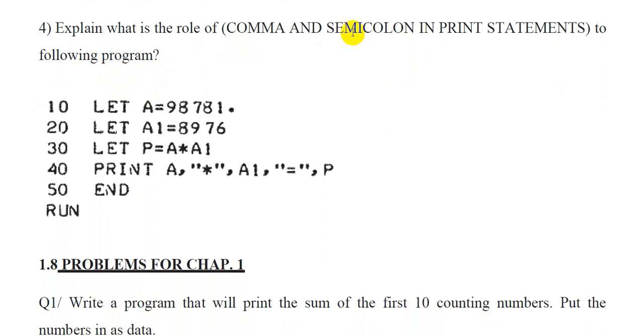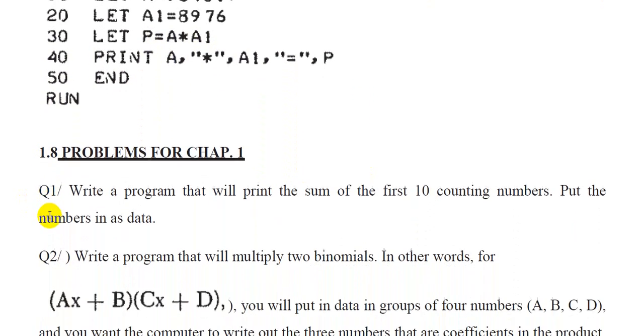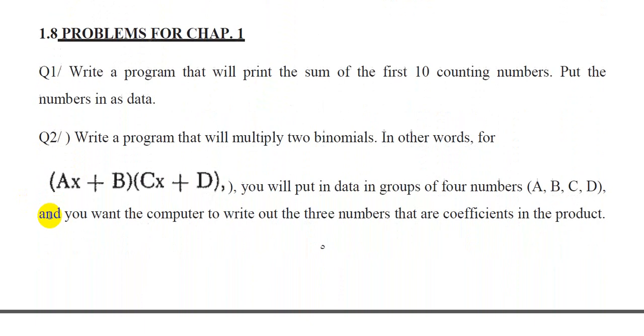Explain. So read the comma and the semicolon in printing statement 2, following program. 10. Let A equal 98,781, to stipulate the last command here for A1 equals 89,976. And 30, let's stipulate the last command exactly for P equals A times A1. 40 prints the A, times A1, equals P, as you can see. Run the 51 end, and run, execute, and carry out the program activities.